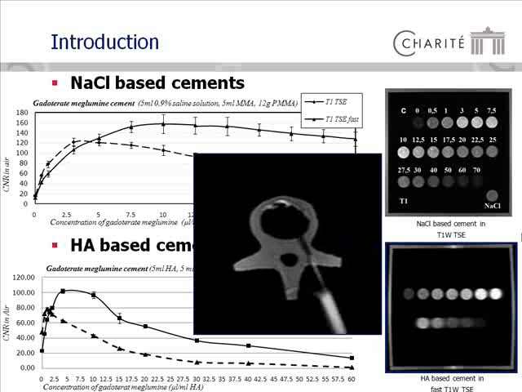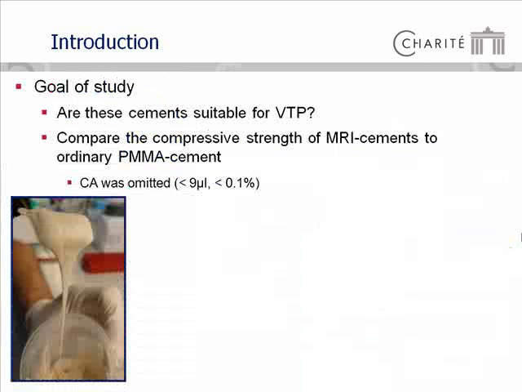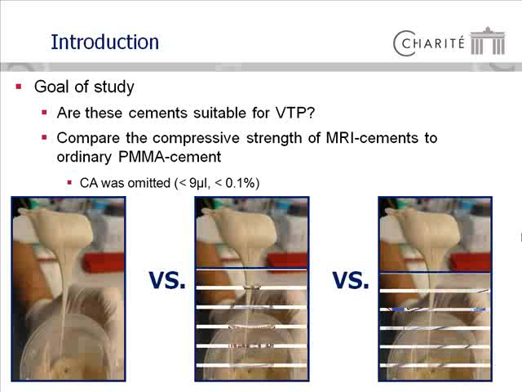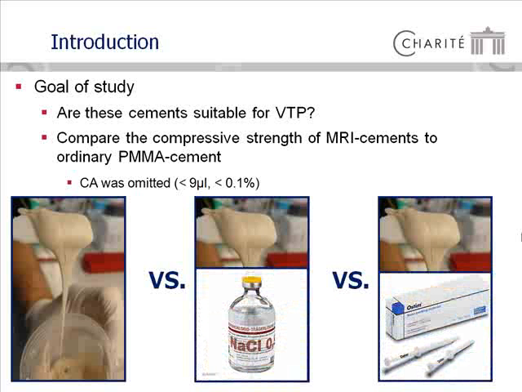So the goal of this study was to answer the question if these cements are suitable for vertebroplasty, and especially to compare the biomechanical compressive strength to conventional cement. The contrast agent was omitted for these tests because its percentage of the compound was less than 0.1%. So we took conventional bone cement and compared it to cement mixed with saline solution and cement with HA, the calcium phosphate.